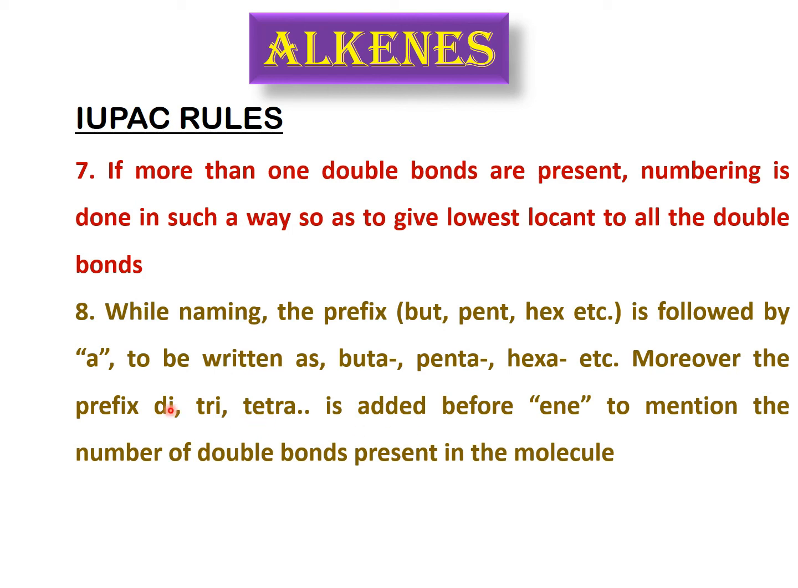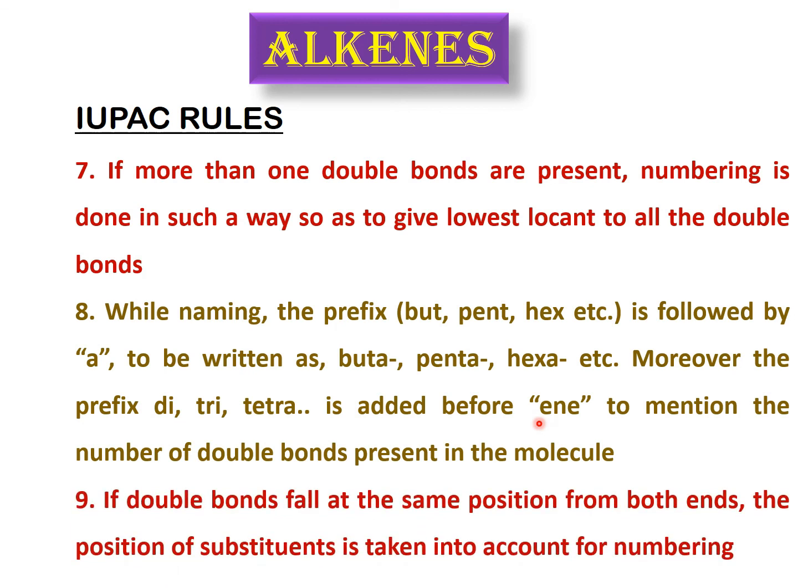So if we have two double bonds, we use the prefix di, so it becomes diene. If we have three double bonds, it becomes triene. If we have four double bonds, it becomes tetraene. So the prefix for the number of carbon atoms changes, and we add another prefix for the number of double bonds before ene. If all the double bonds fall at the same positions from both ends, then obviously you have to take the position of the substituents into account for numbering the carbon atoms in the chain.